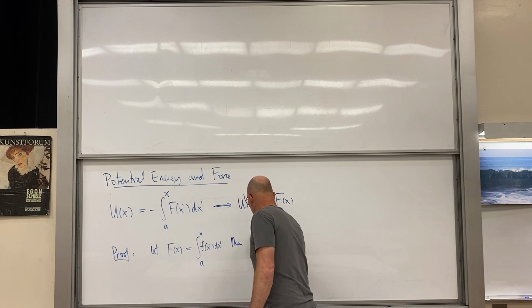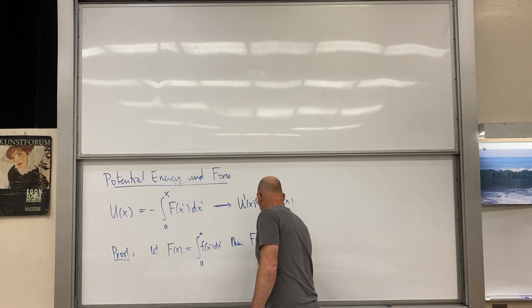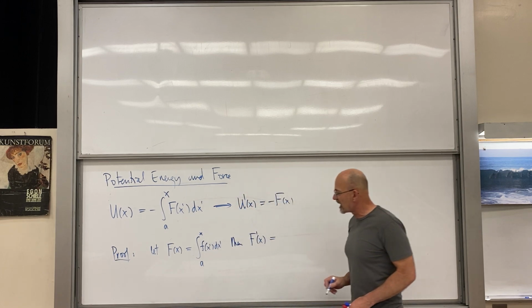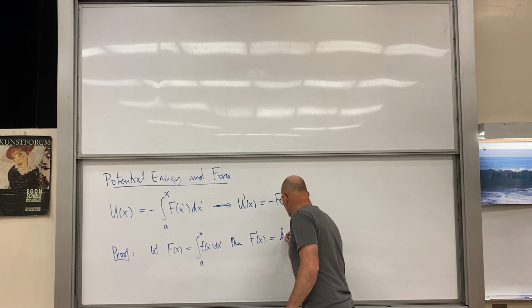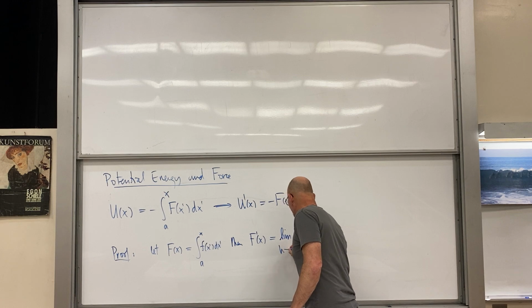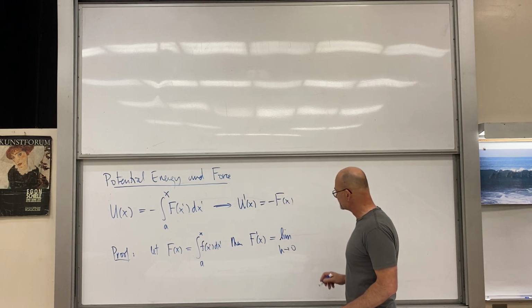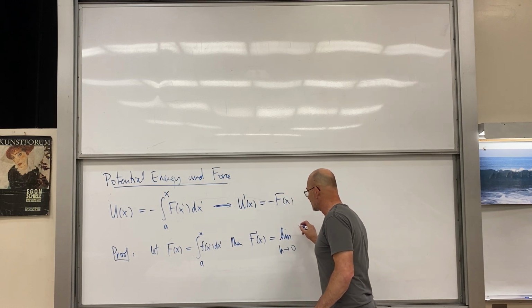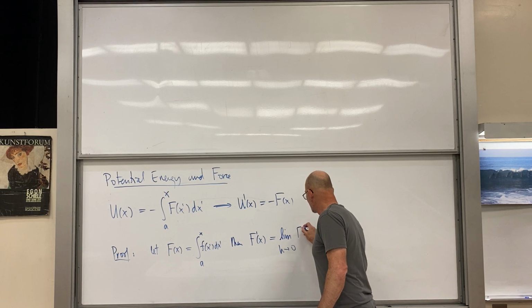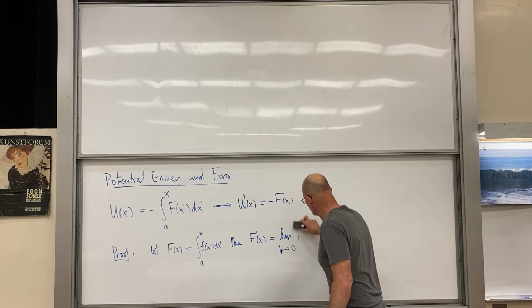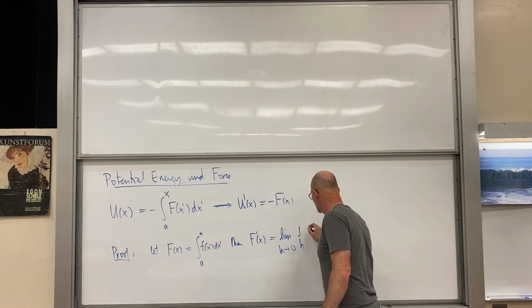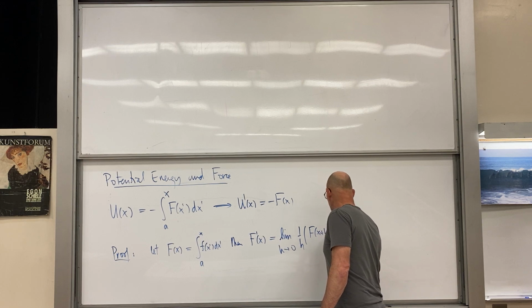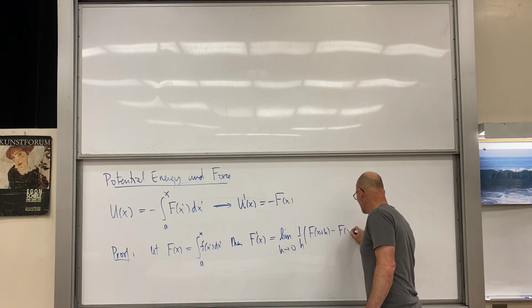Then f prime of x, what we're going to do is apply the definition of the derivative. So that's the limit as h goes to 0 of, we'll do every step here, of 1 over h times f of x plus h minus f of x.